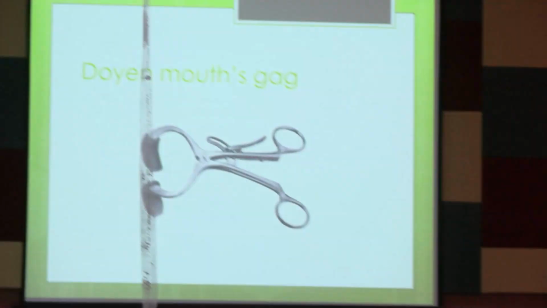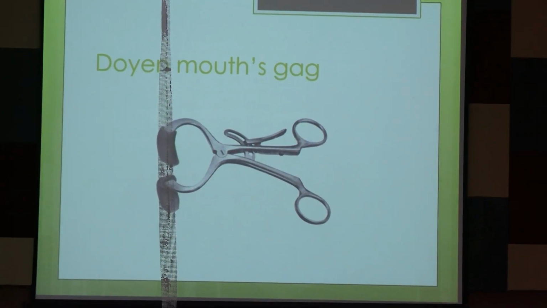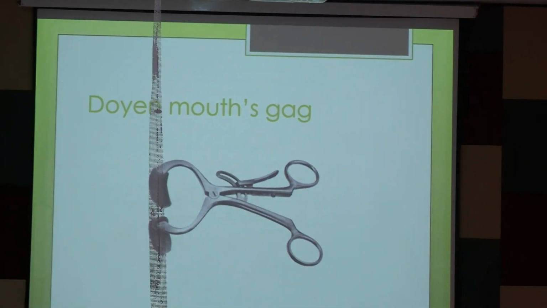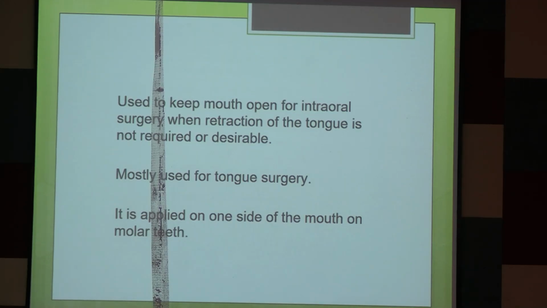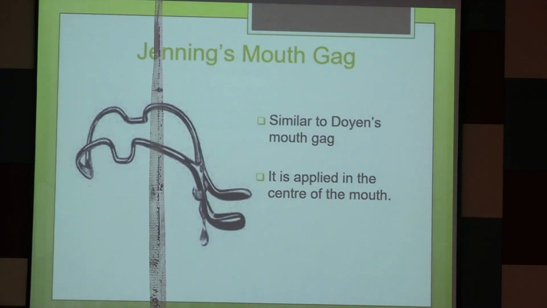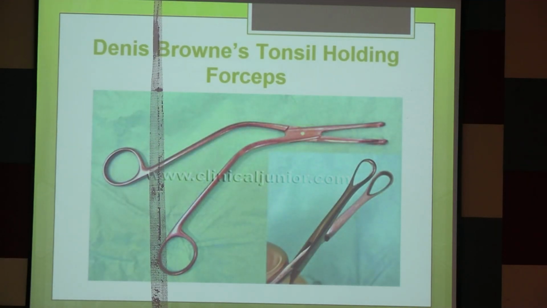Okay, what? Doyen's mouth gag. Okay, so common sense, for which surgery can this be used? Any intraoral surgery, any surgery in tongue, any surgery in your floor of mouth, buccal cavity. Okay, you can use it. Okay, so oral cavity surgery in short. This is not generally asked, but just have the name. It's Jennings Mouth Gag. Now, this is another important instrument for tonsil.